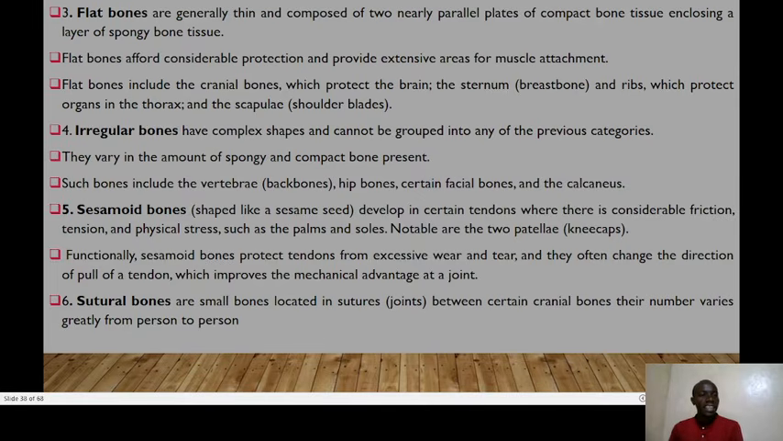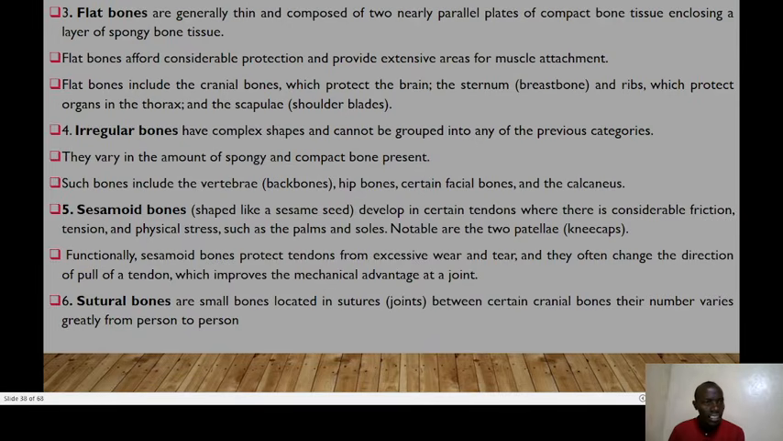Flat bone is the third class, and they are generally thin and composed of two nearly parallel plates of compact bone tissue enclosing a layer of spongy bone tissue. Flat bones afford considerable protection and provide extensive areas for muscle attachment. Flat bones include cranial bones, which protect the brain, the sternum and ribs, which protect the organs in the thorax, and the scapulae, the shoulder blades.